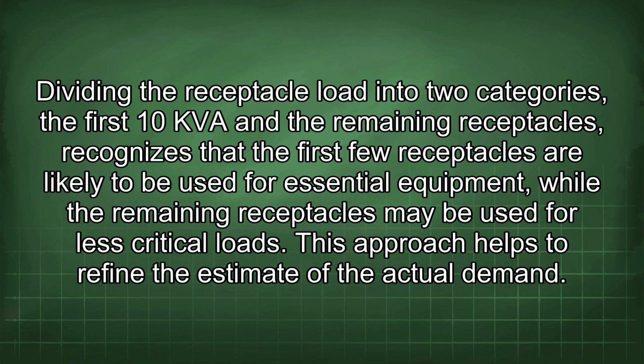Dividing the receptacle load into two categories, the first 10 kVA and the remaining receptacles, recognizes that the first few receptacles are likely to be used for essential equipment, while the remaining receptacles may be used for less critical loads. This approach helps to refine the estimate of the actual demand.